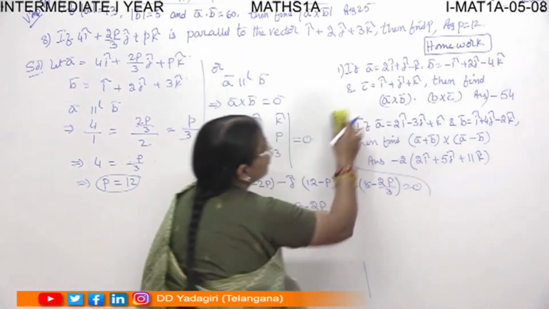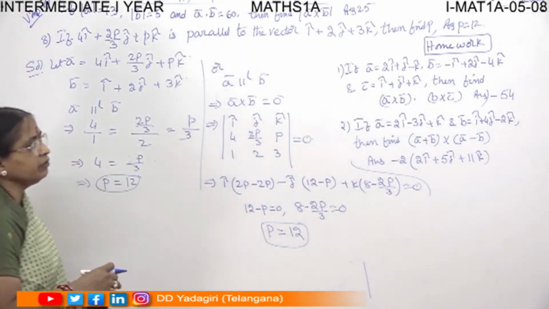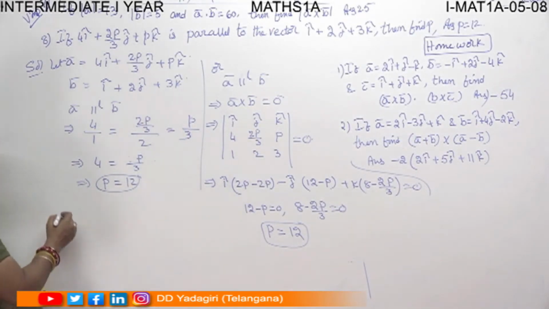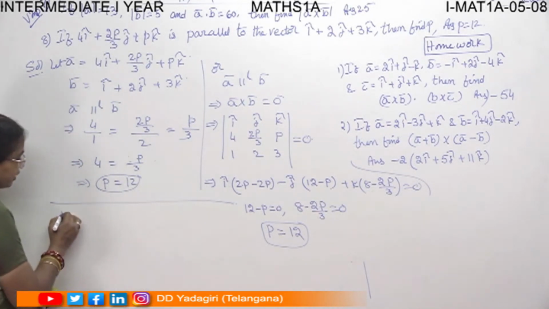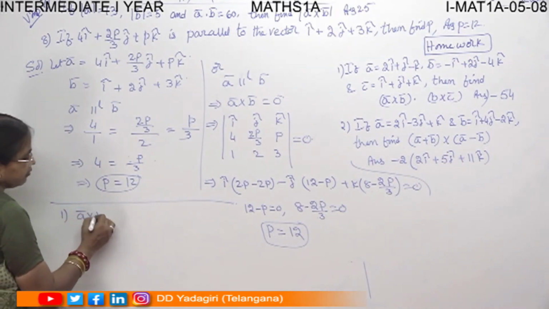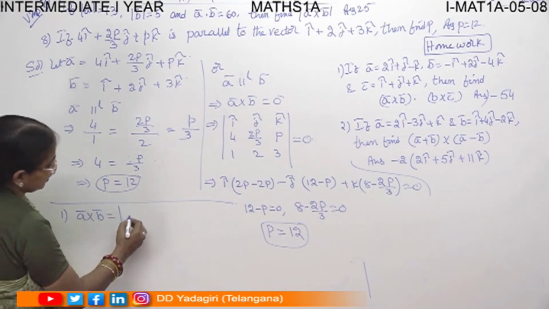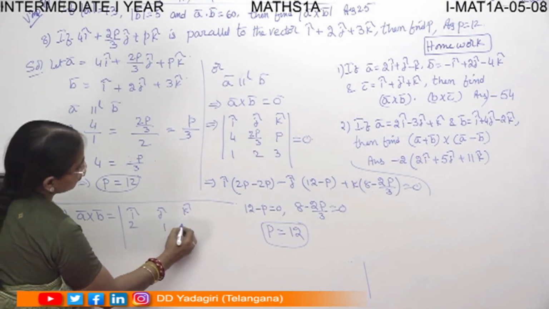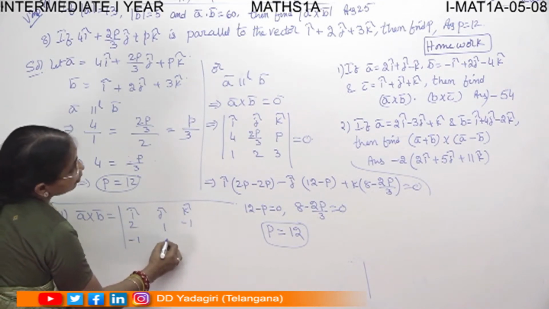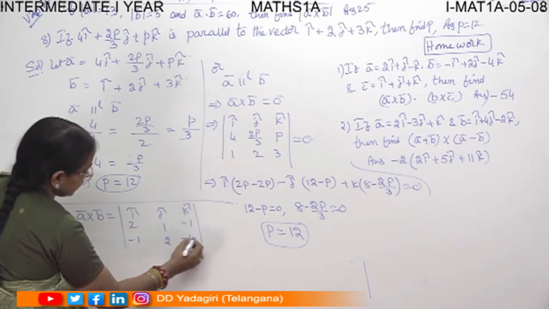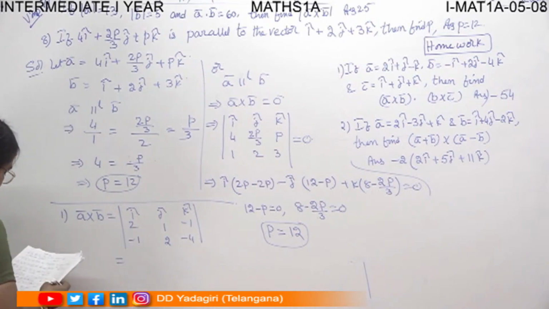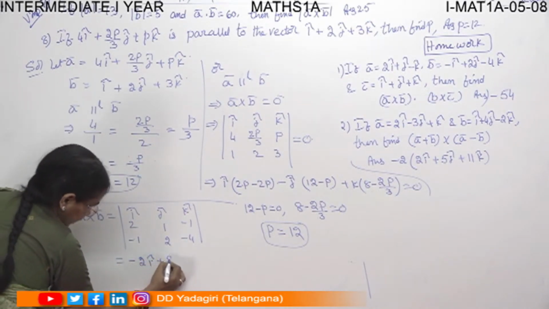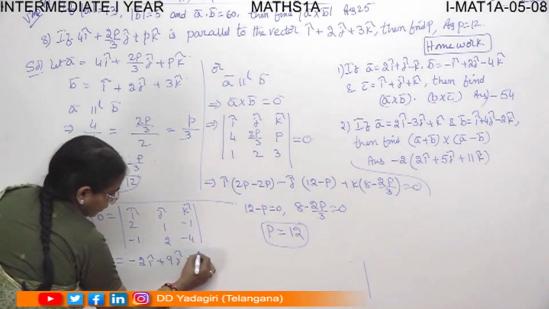Now take down this homework. A, B, C are given. Find A cross B dot B cross C. So in the homework problems, first find A cross B. What is A cross B? i, j, k, and then 2, 1, minus 1, minus 1, 2, minus 4. So like this you find out. When you simplify, you will get A cross B as minus 2i plus 9j plus 5k.